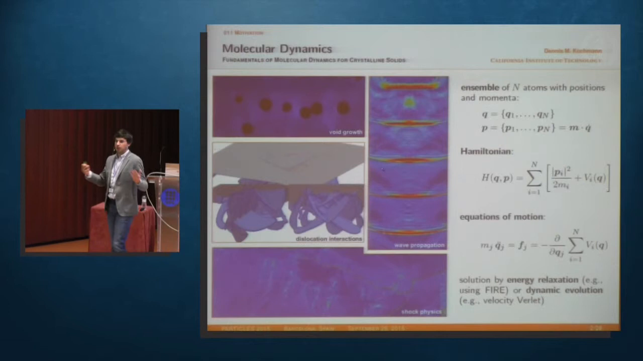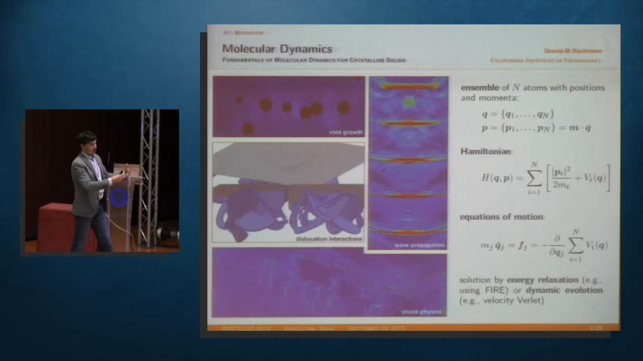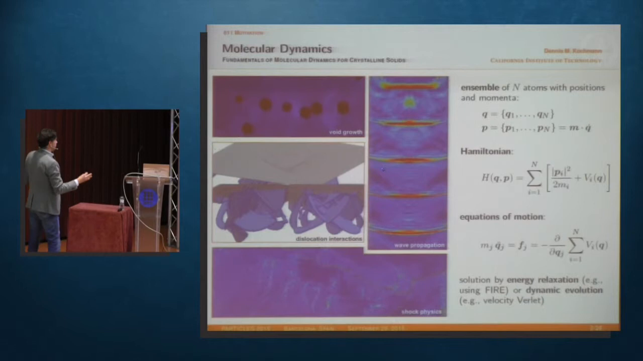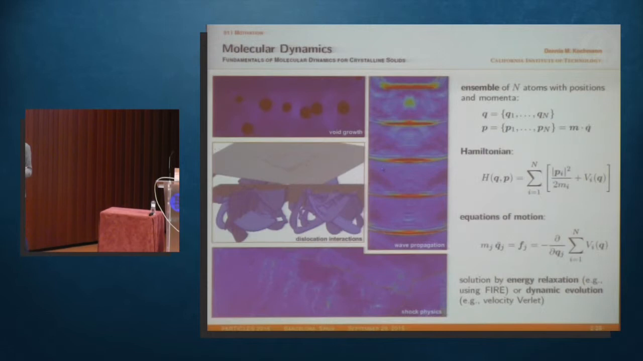We can minimize the energy, which gives us equilibrium states, or we use explicit or implicit time integration, which gives us the evolution of a system. This has been used for a variety of systems. This just shows some examples of what we look at, from void growth over wave propagation and shock physics to dislocation interactions, and this is an extremely well-established method. So what can you still do?